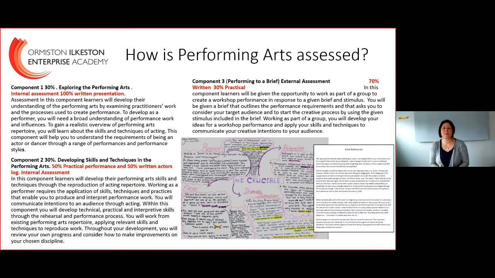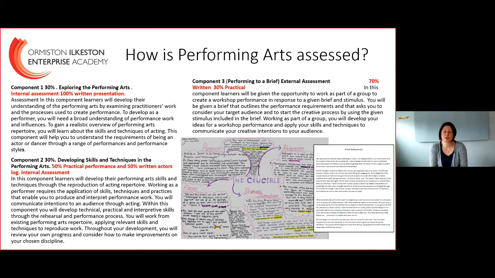Component 3 is slightly different because that is set by the exam board. They will send you what we call an assignment brief, whereby they ask you to devise your own piece of performance based on a set of given criteria. They'll ask you to look at a certain topic or theme, and they'll ask you also to choose a specific audience to work towards. You will research, devise, and then evaluate the performance that you have created as a group. That performance needs to last between 7 and 15 minutes.